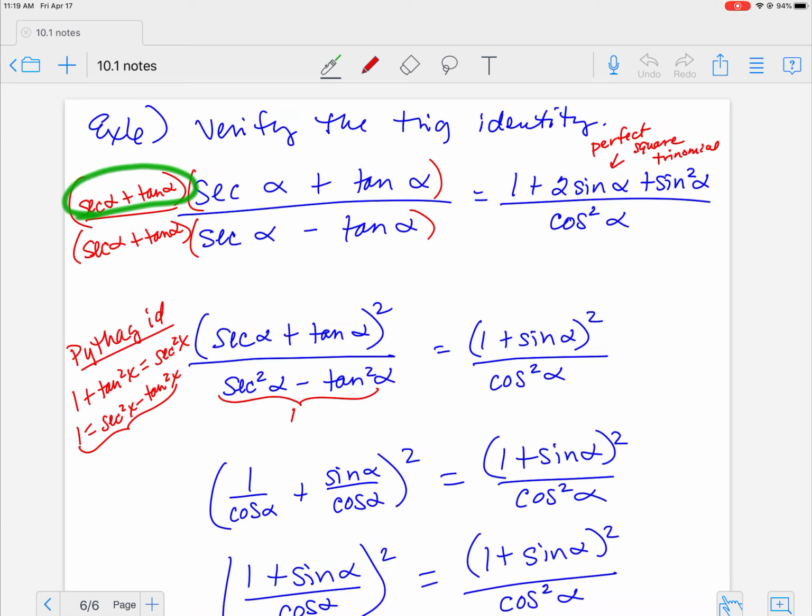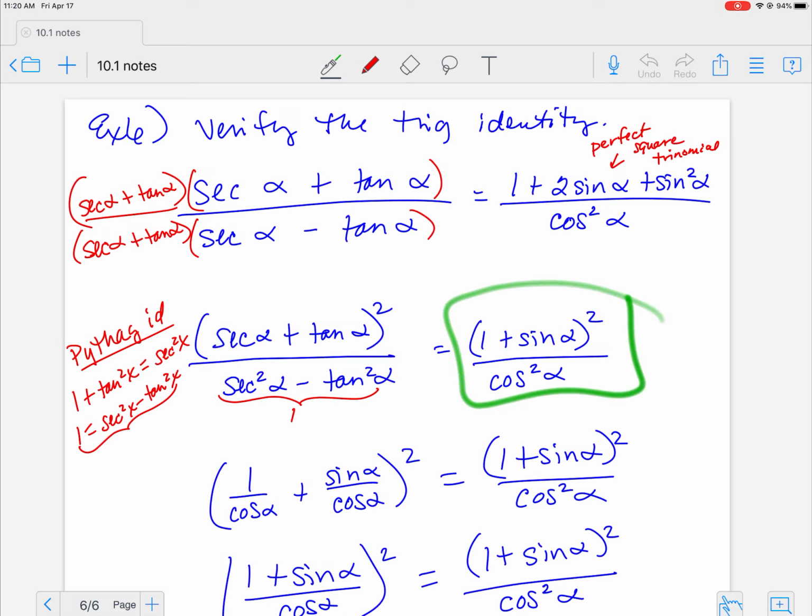Now secant alpha here plus tangent alpha, that's just the exact same thing, and I've got it squared. Here, I square the first term minus square the second term. Secant squared minus tangent squared is kind of my best day ever, because we now have it as a Pythagorean identity. And that's over 1. Check. So that takes out that denominator, which is awesome.